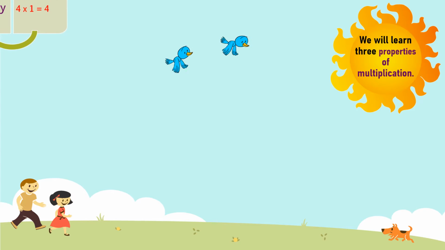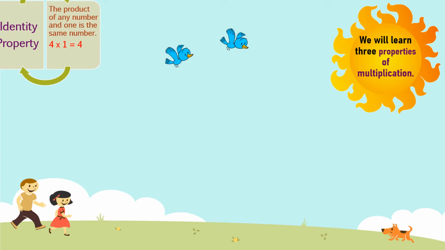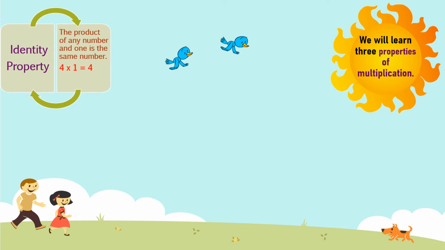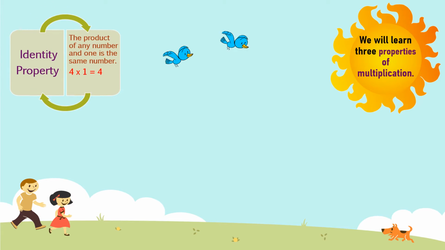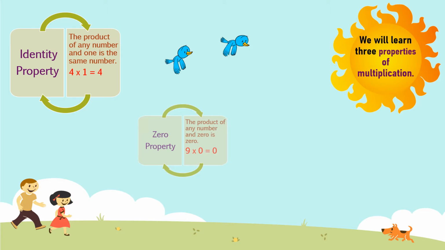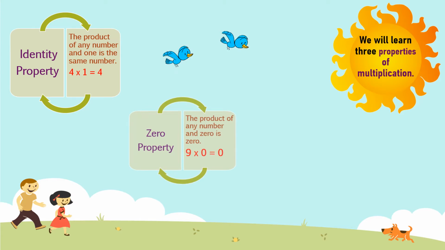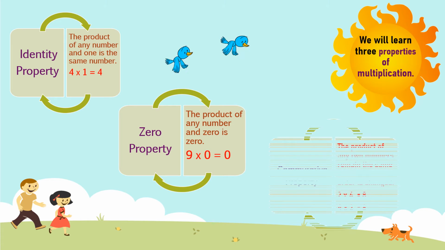In the first property of multiplication, that is identity property, we will see that the product of any number and 1 is the same number. For example, 4 multiplied by 1 will give you 4. If you multiply 7 by 1, your answer will be 7. The second property is zero property. In this property, the product of any number and 0 will be 0. For example, 9 multiplied by 0 will give you 0.